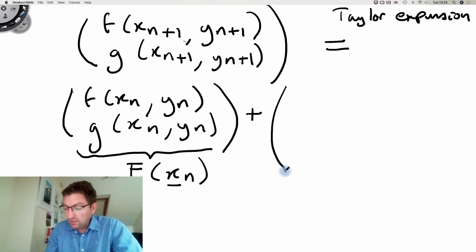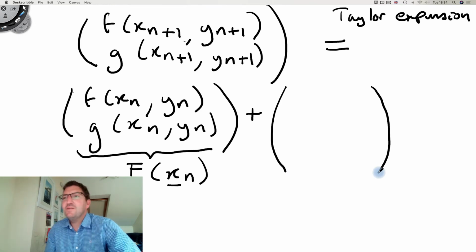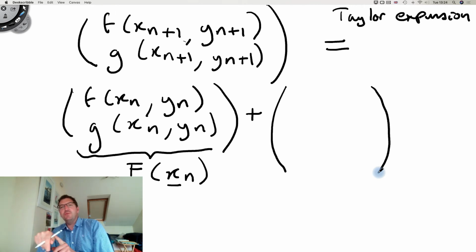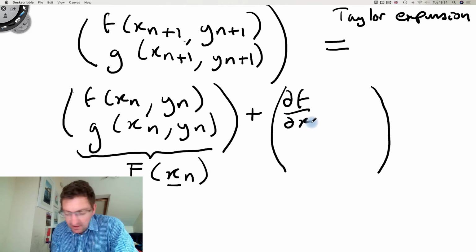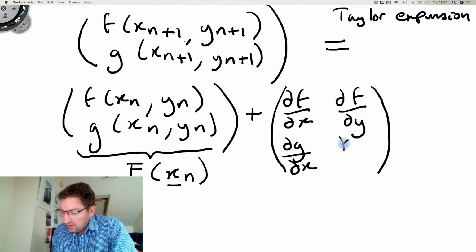So in 1D you just had the df by dx, f prime. But now we've got two functions of two variables. So for each function, we're going to have two derivatives, right? df by dx, df by dy, and then dg by dx and dg by dy. So all those things need to go into a 2 by 2 matrix. That's 4 derivatives. It's partial f by partial x, partial f by partial y on the top row, and then partial g by partial x and partial g by partial y.